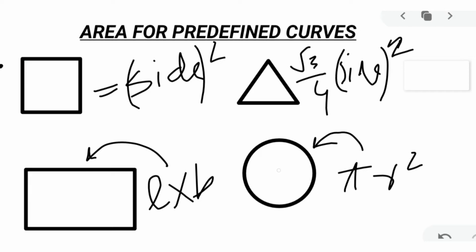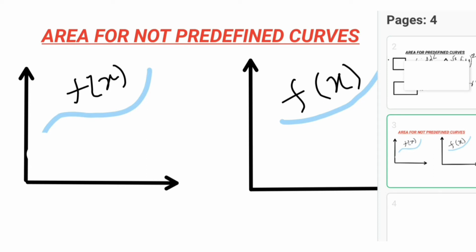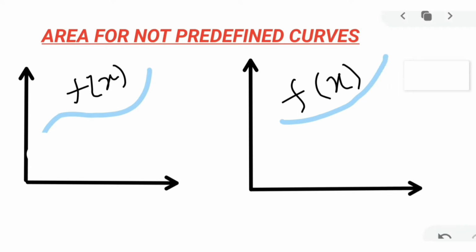But for areas of curves which are not predefined, which are unknown to us, a function will be given, or the graph will be provided maybe. So here we have a function f(x) with a graph which is unknown for us, a curve which is unknown for us, and here we have another graph for which we don't know the area enclosed by the function.